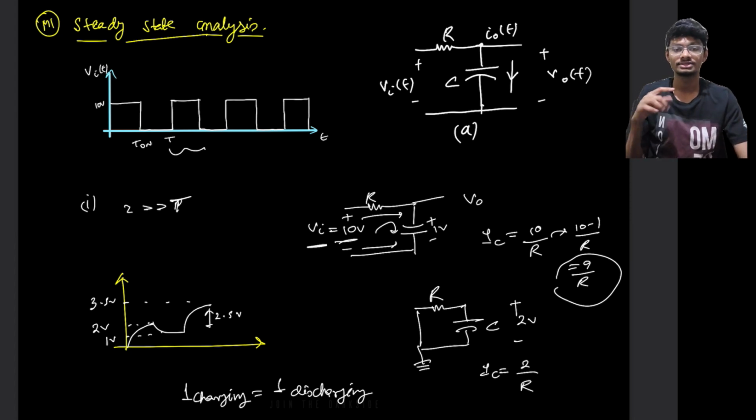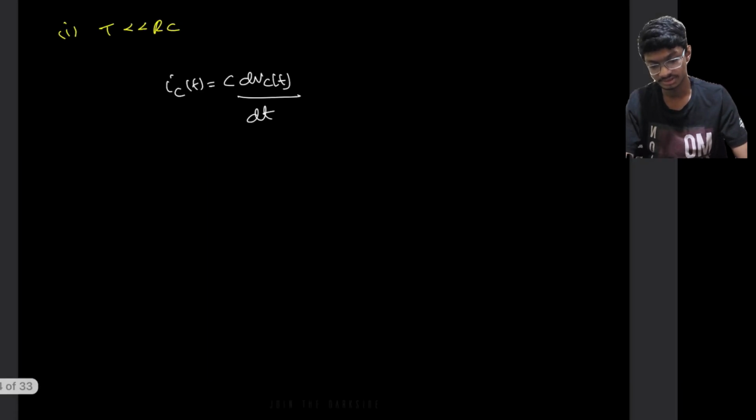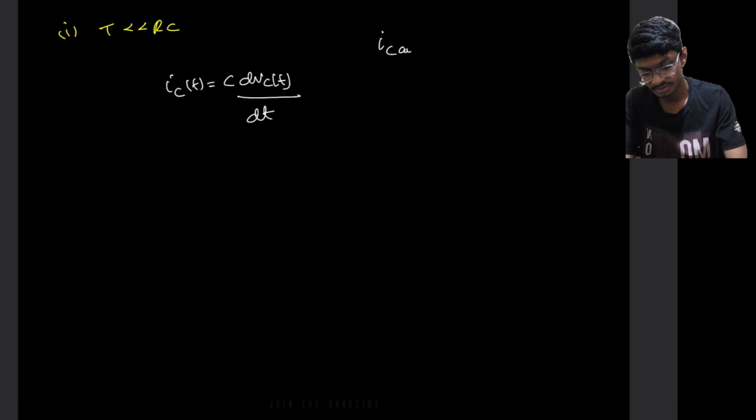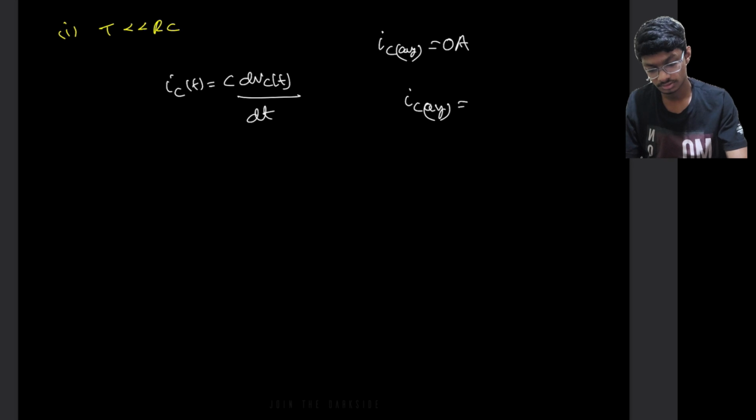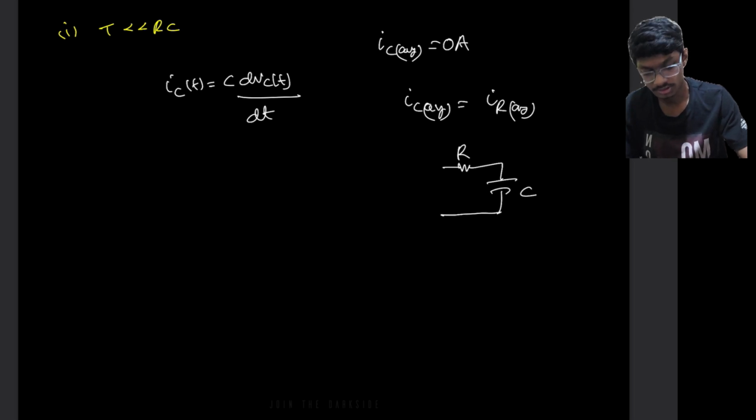From 0 to t on, some charging current is flowing, then from T on to T some discharging current is flowing, and both of those cancel each other out and the average value becomes 0. Hence that is basically the steady state. So if IC average is 0, then the drop across the resistor will also be 0, because IC average equals IR average, as both of them are connected in series. Hence this whole voltage of the pulse input will come across this cap.